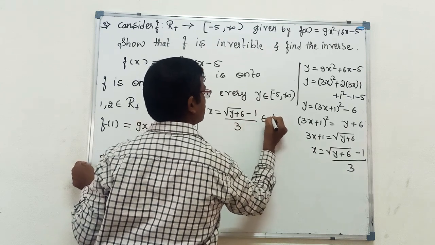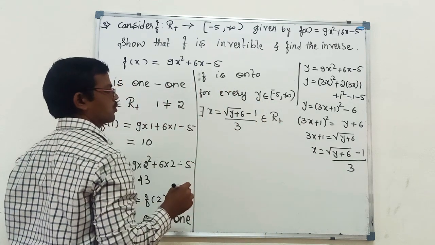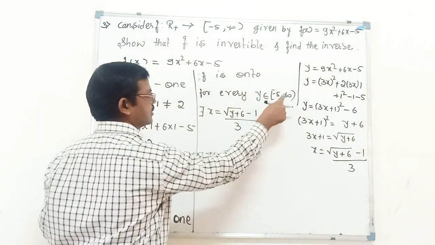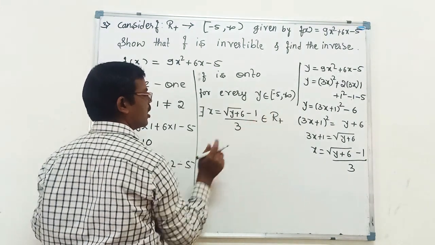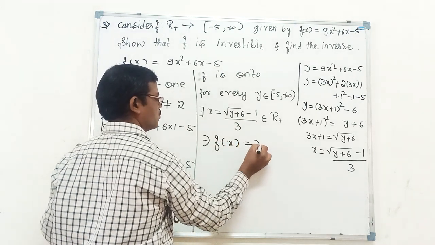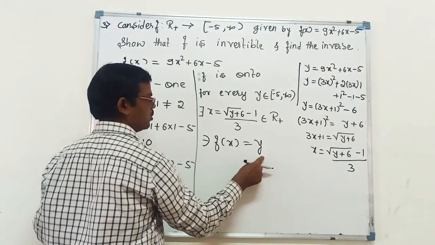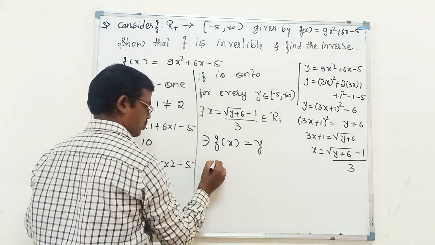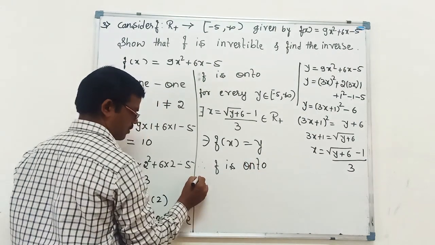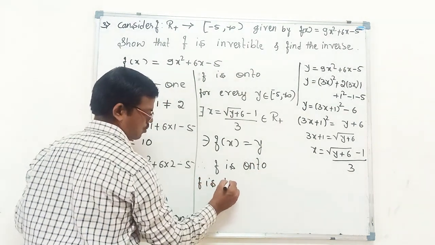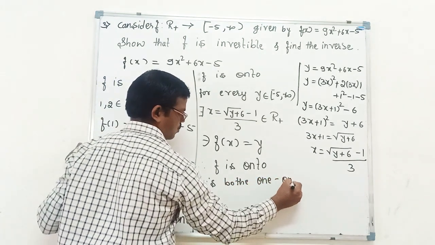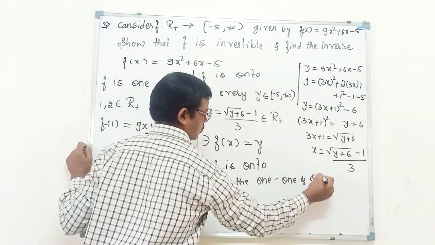So it belongs to R plus; we will get a positive real number. If you take any number more than this, including this, up to infinity, they belong to R plus, such that f of x equals y. That x is a preimage for every y. So therefore f is onto. So f is both one-one and onto.